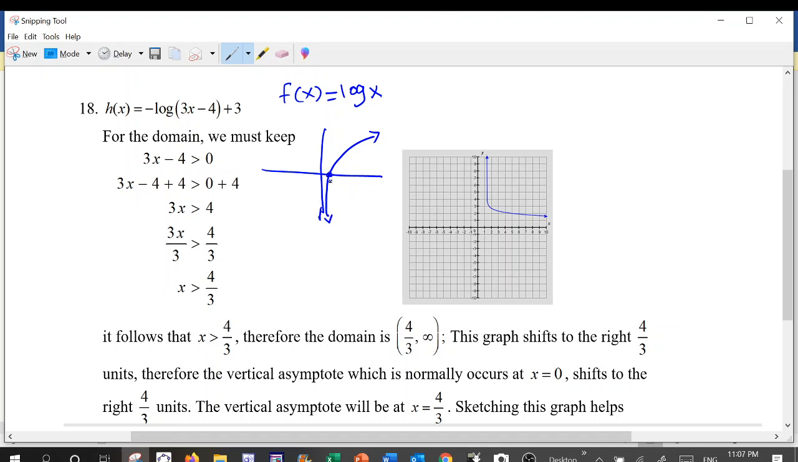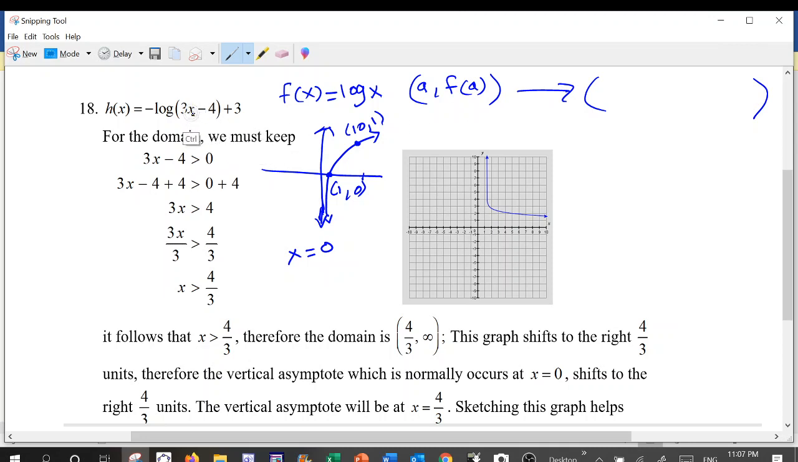So it goes through 1 and goes through, let's say, 10. If x is 10, log base 10 of 10 is 1. So let's say this is 10, so it would be 10 and 1, right? The vertical asymptote is still at x equal to 0. Now, if we have a point here on this graph, on the original parent function, what happens to it?